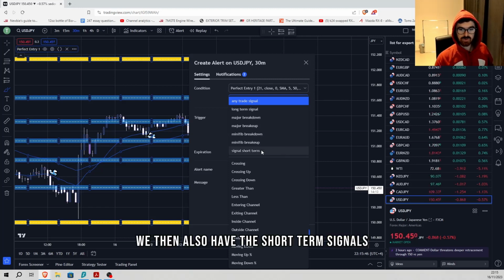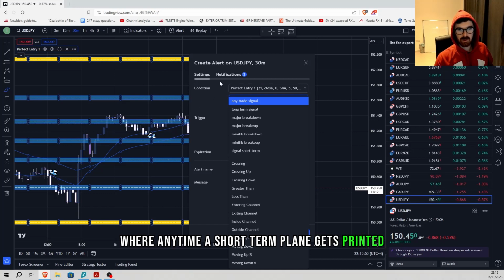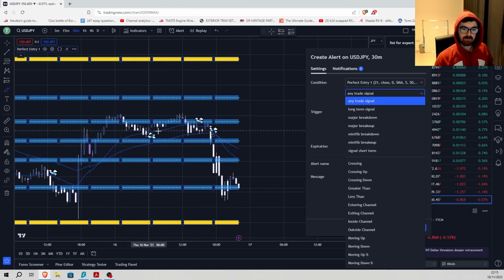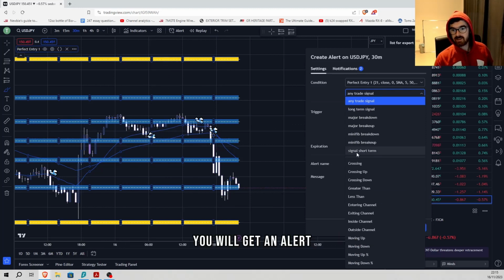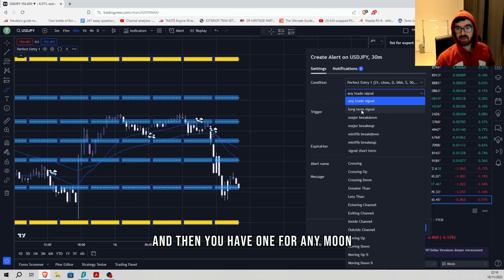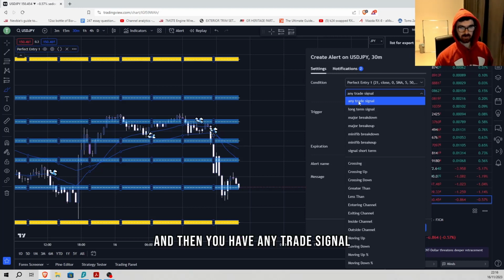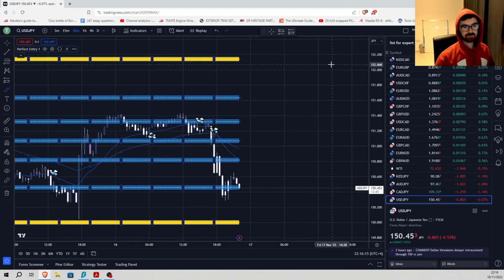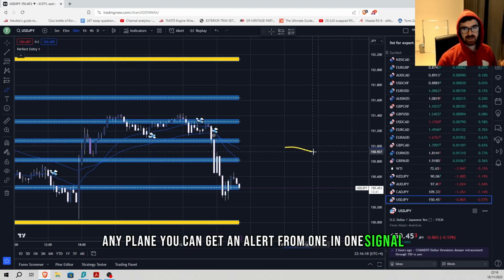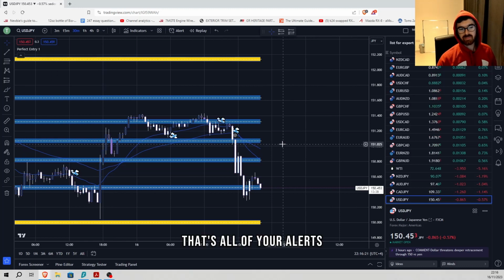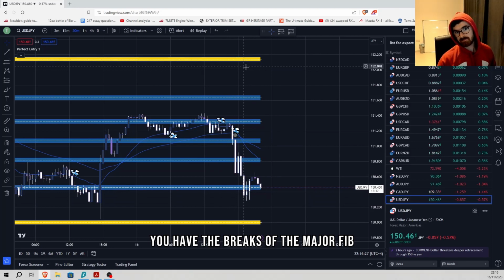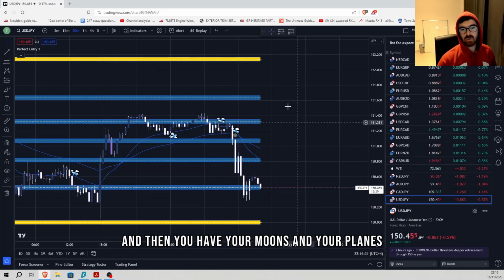We then also have the short-term signals, where anytime a bearish plane gets printed, one of these two, or anytime a short-term plane like this one gets printed, you will get an alert. That's this one right here. And then you have one for any moon, which is the long-term signals. And then you have any trade signal. It could be a moon or it could be a plane. If any of them occur, you'll get an alert. That's all of your alerts. So you have the break up and through, the break down and through, the breaks of the major and mini fib, and then you have your moons and your planes.